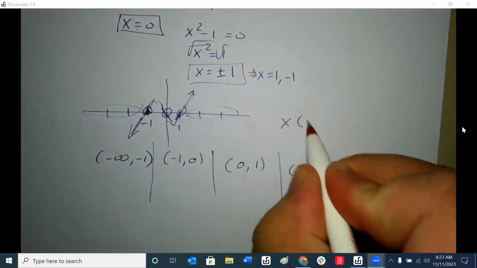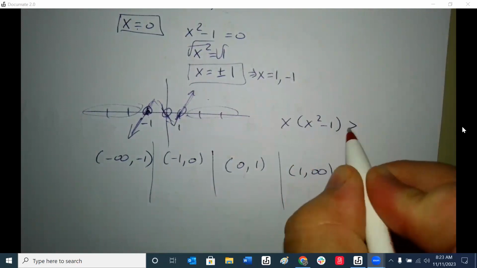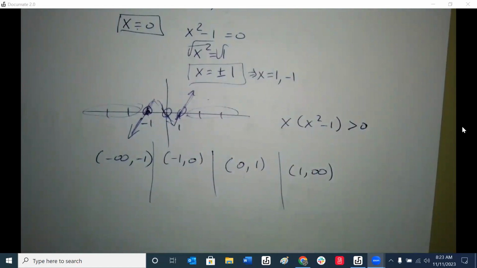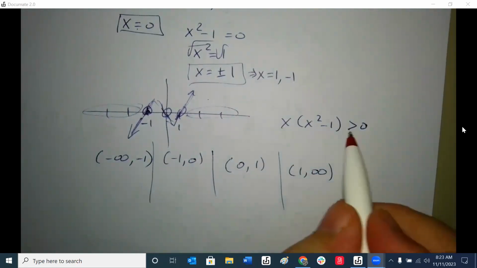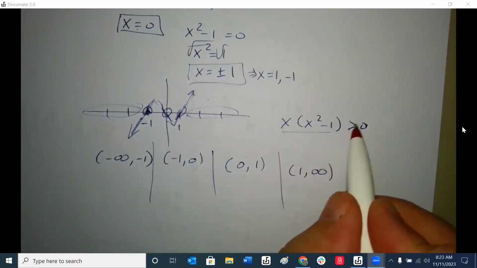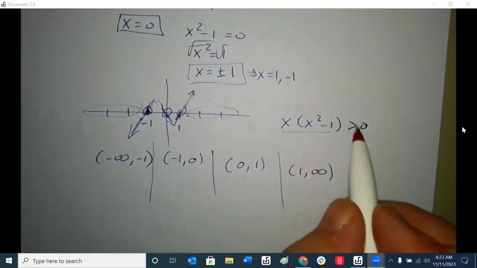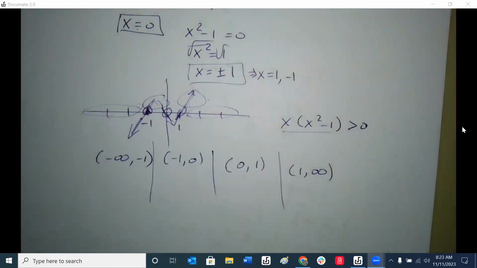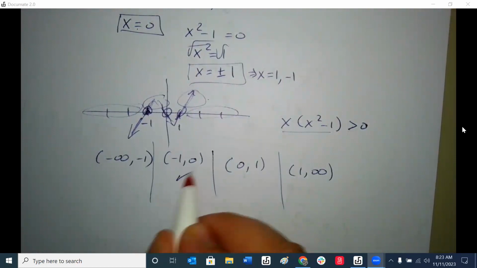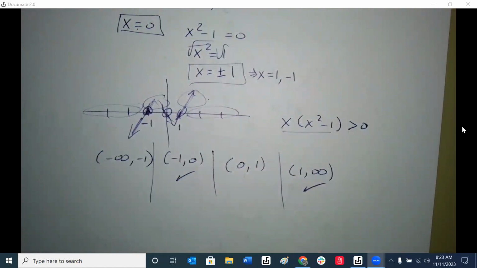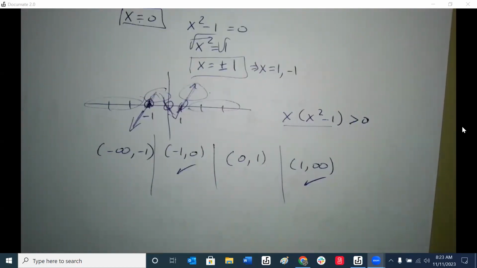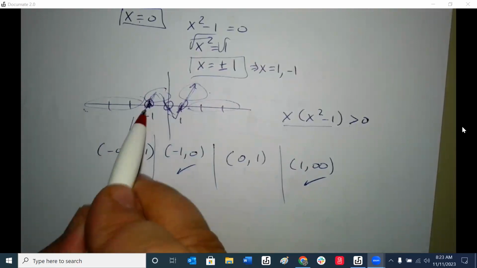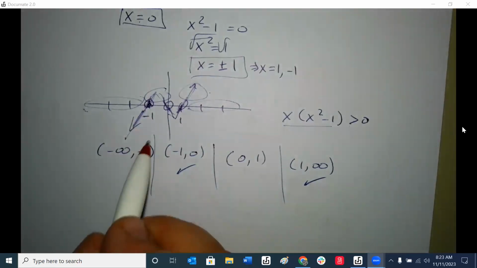Remember, I only want where the values become positive. So I only want above the x-axis, here and here. So I know that this one and this one are going to be the only two intervals that work, because from negative infinity to negative 1, it's below the x-axis. It's negative. So I know that's not going to work.